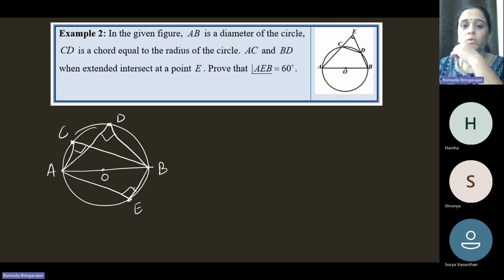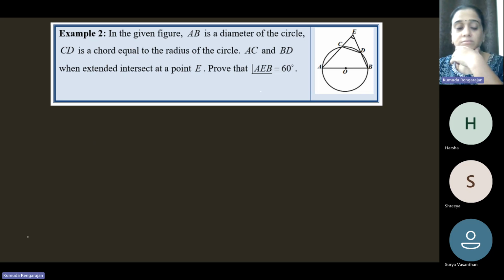Continuing with the question, CD is a chord equal to the radius of the circle. So join OC and OD, because OC and OD are radii. OC is a radius, OD is also a radius. Let's say the radius is R. So OC is R, OD is R. Then what about CD? CD is also R, because CD is a chord equal to the radius.